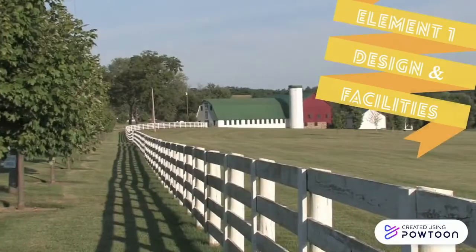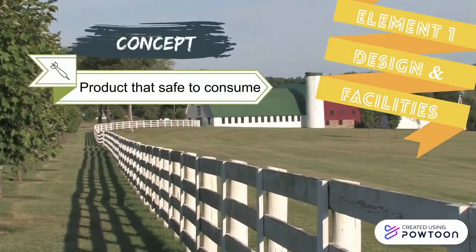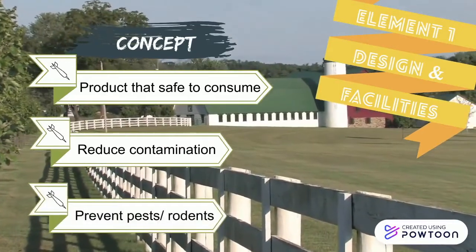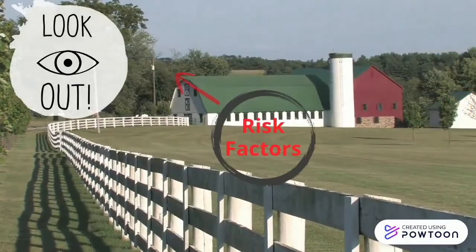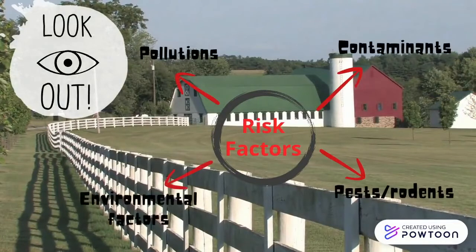The first element that will be discussed is design and facilities. The concept of this element is to ensure the product is safe to consume, reduce contamination, and prevent pests or rodents in the processing plant. The risk factors involved are pollutions, contaminants such as smoke or sawdust, pests or rodents, and lastly, environmental factors.